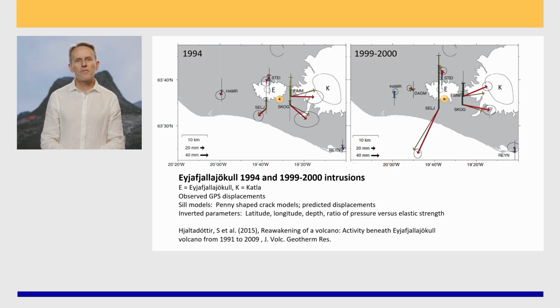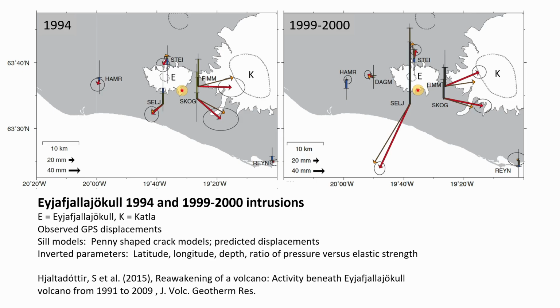Let's look again at data from the Eyjafjallajökull volcano. The results we see here display deformation due to intrusive events, one in 1994 and the other in 1999 and 2000. These events were part of an 18-year-long period of intermittent unrest preceding the 2010 eruptions at Eyjafjallajökull that closed Europe's airspace. The map shows the outline of the calderas of Eyjafjallajökull volcano marked as E and the Katla volcano as K. White shows glaciers, so the calderas are subglacial.